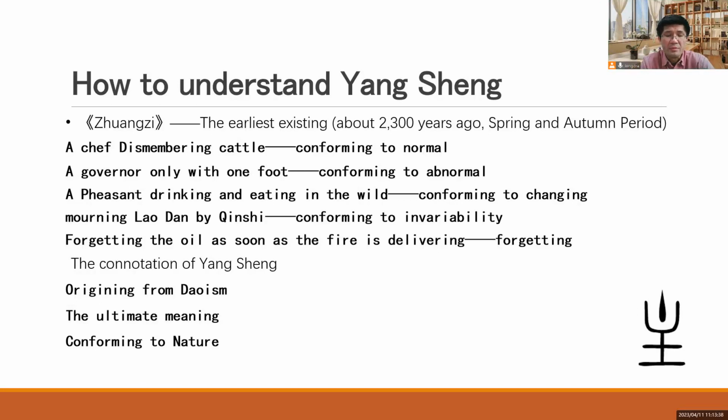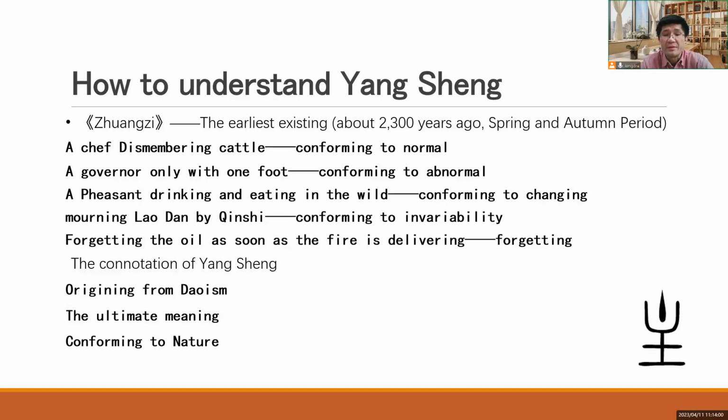The fourth fable, Mourning Lao Dan by Qin Shi. In this fable, after Lao Tzu died, many people went to mourn. Everyone was dejected. But one of the closest friends of Lao Tzu, Qin Shi, didn't think so.